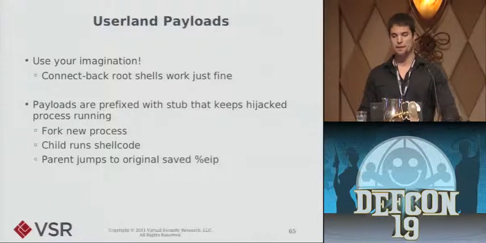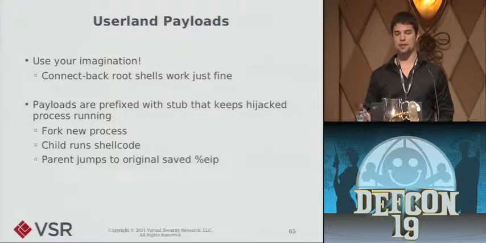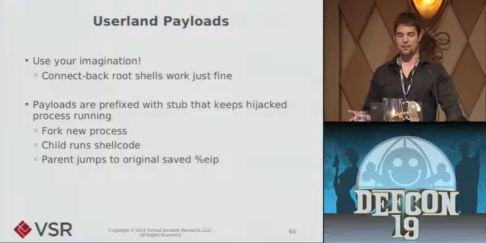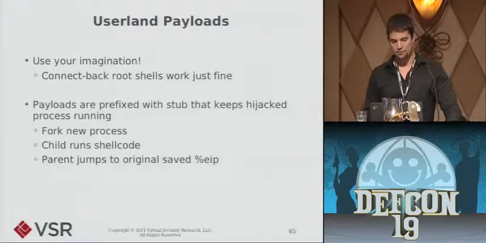One thing that I did do is that regardless of what userland payload you provide, I prefix it with a stub that makes sure that the process you hijacked keeps running. All this stub does is fork a new process, and then the child runs the shellcode that you injected, and the parent process of the fork will jump to where it was originally going to go, so that if you're hijacking something important, it will keep doing whatever it was doing and be none the wiser.